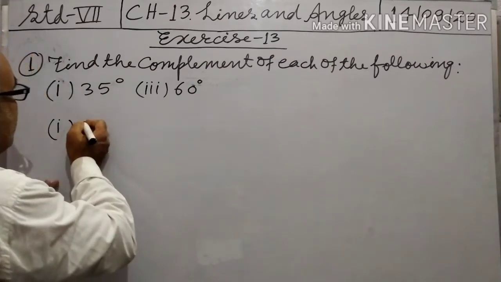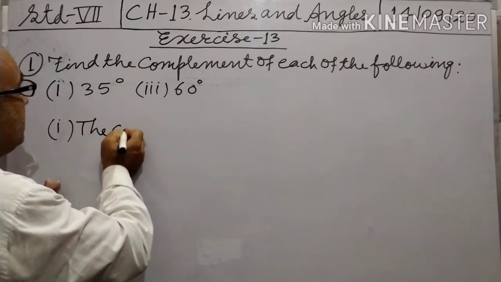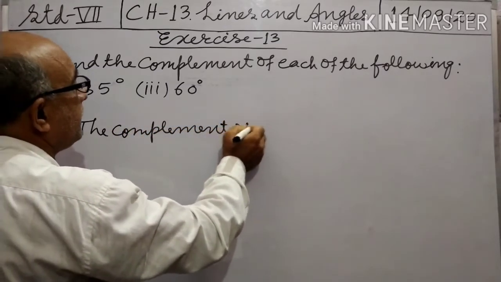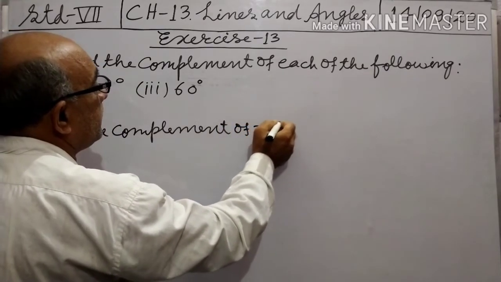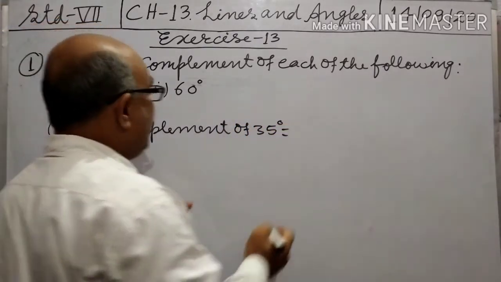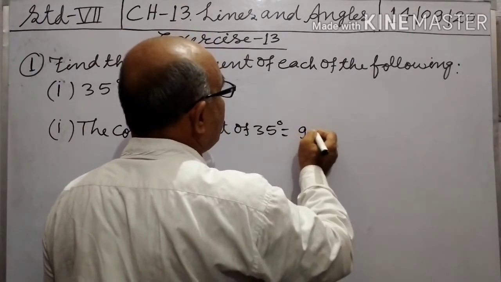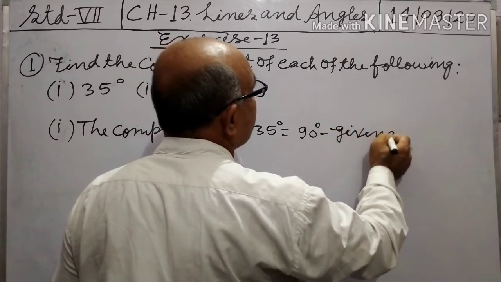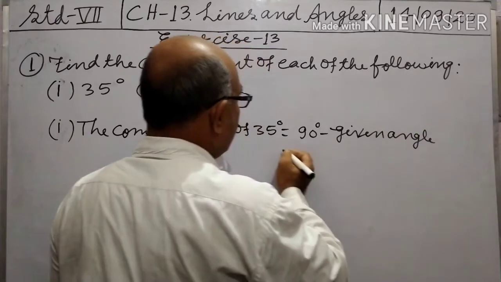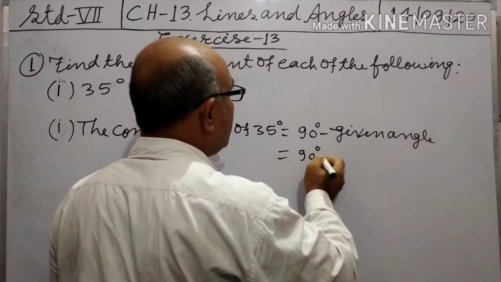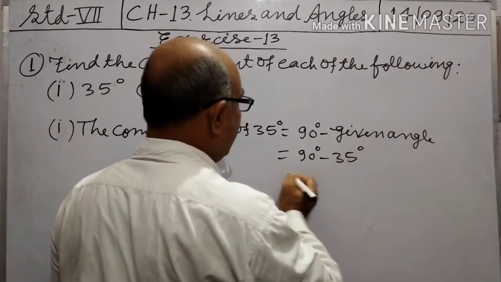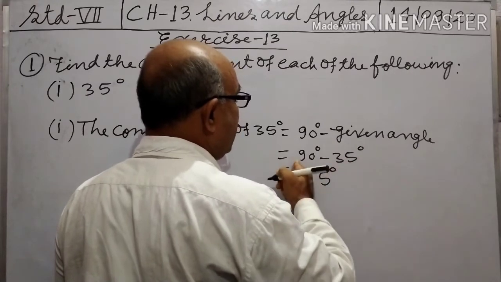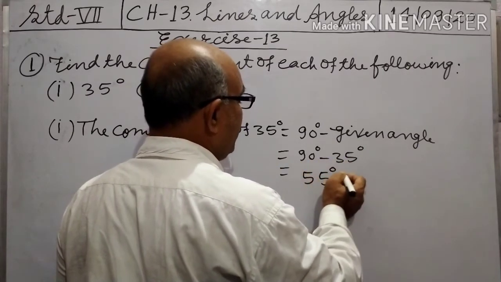complement of 35 degrees. So write the complement of 35 degree. The complement of 35 degree equal to 90 degree minus given angle equal to 90 degree minus 35 degree equal to, subtract here, 10 minus 5 is 5 degree, 8 minus 3 is 5 degree, 55 degree. Answer.